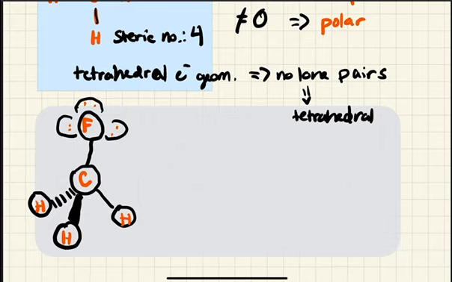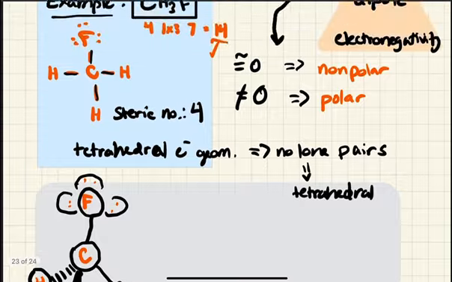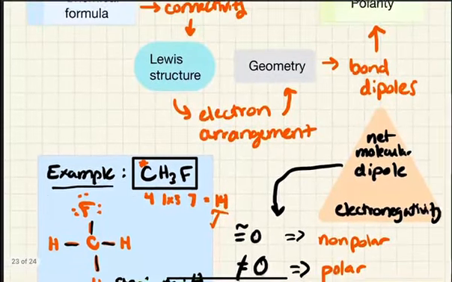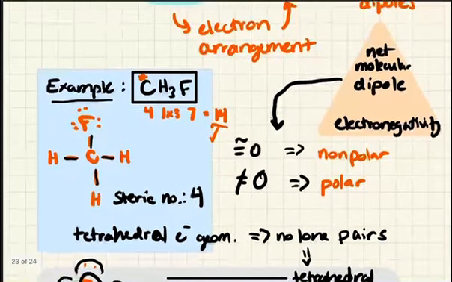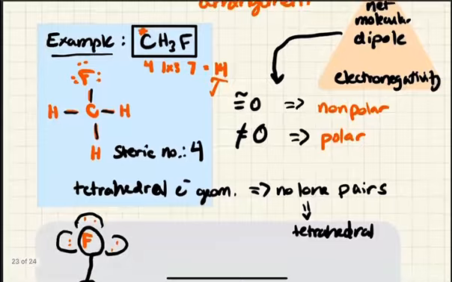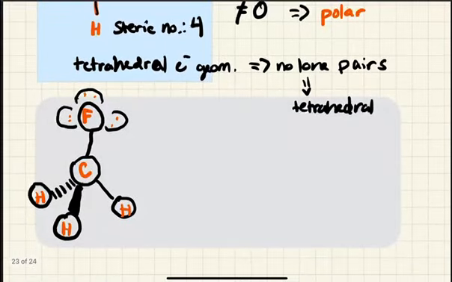Okay, so now that we know that, the next important thing to think about, now that we have our geometry, is bond dipoles. So we need to think about the electronegativity differences between atoms and add up all our bond dipoles so that we can get a net molecular dipole.